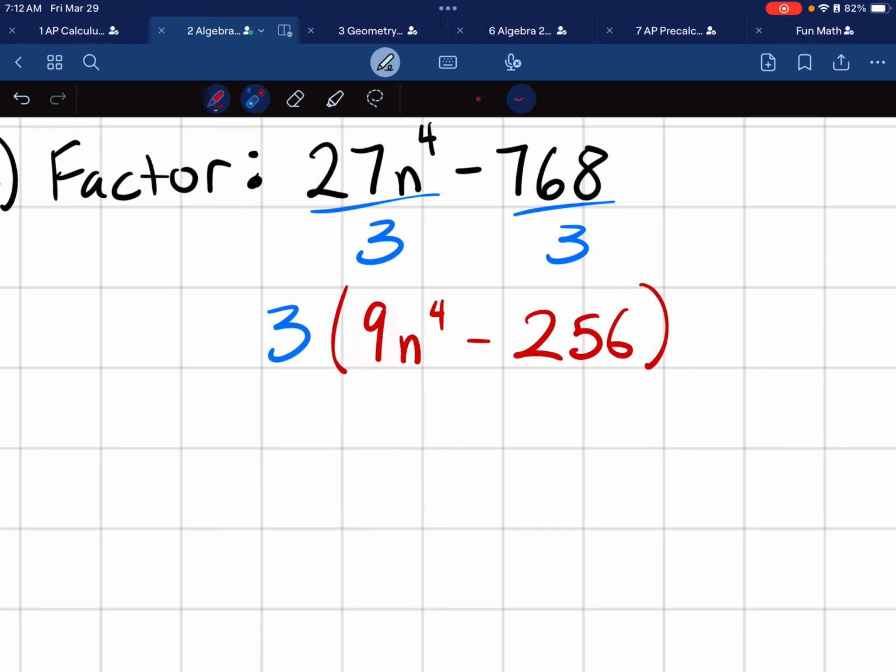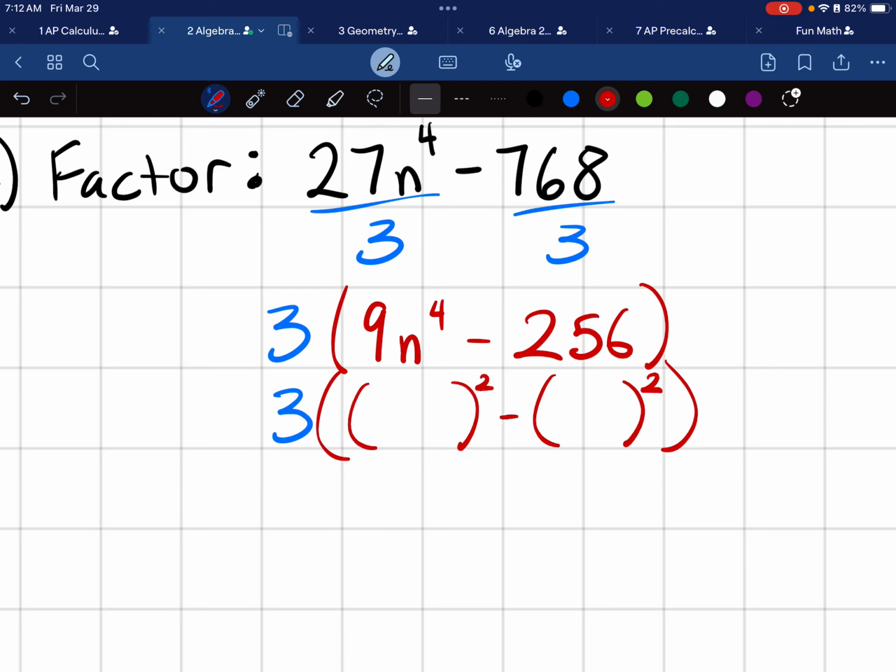So let's go ahead and rewrite this in the form that will help you guys. This is going to be 3 times this thing. This thing is really something squared minus something squared. And yes, indeed, it is a minus this time. I'm not trying to trick you with a sum of squares. So this is going to be a 3, and okay, we have to be careful.